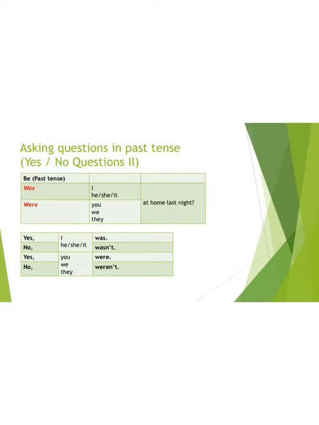Of course, we can use verb to be to ask yes/no questions. For example, was he at home last night? Were you at home last night? Of course, for I, he, she, and it, we use was. And for you, we, and they, we need to use were. And similarly, to answer this type of question, you need to use the word that is used in the question, that is was or were. So you can say, yes, I was, or no, I wasn't, or yes, they were, or no, they weren't.